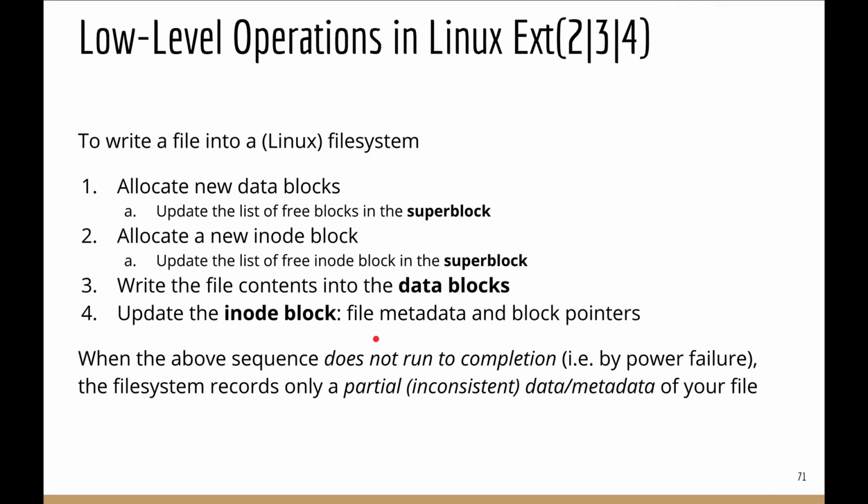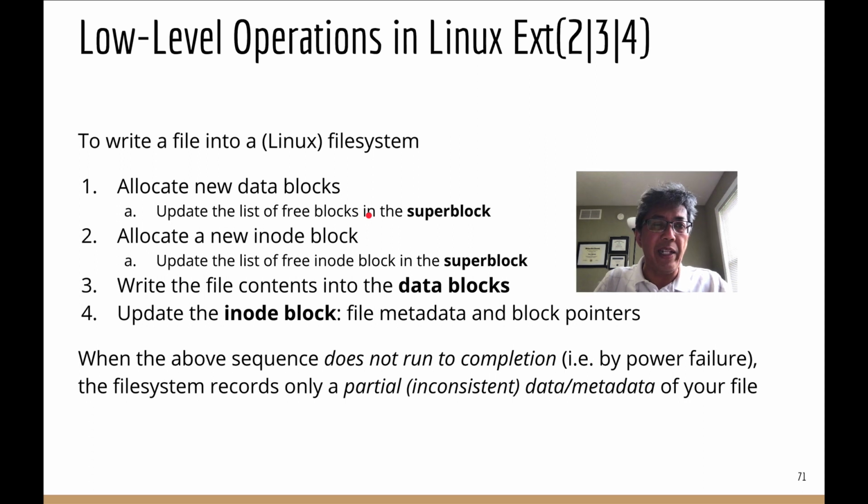Let's say you try to write a file to your Linux file system. The first step is to allocate new data blocks for your file. That means the file system must update the superblock because the superblock has a reference to the list of free data blocks. And next, the file system must allocate a new inode block, and the list of inode free blocks must be updated from the superblock as well.